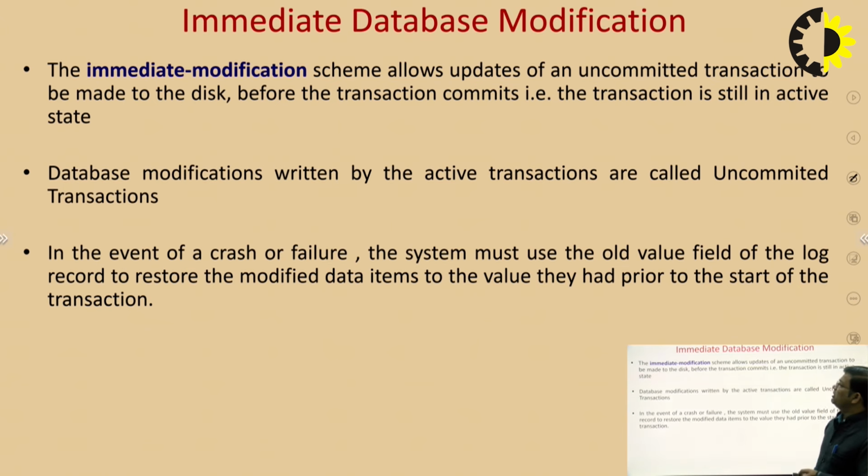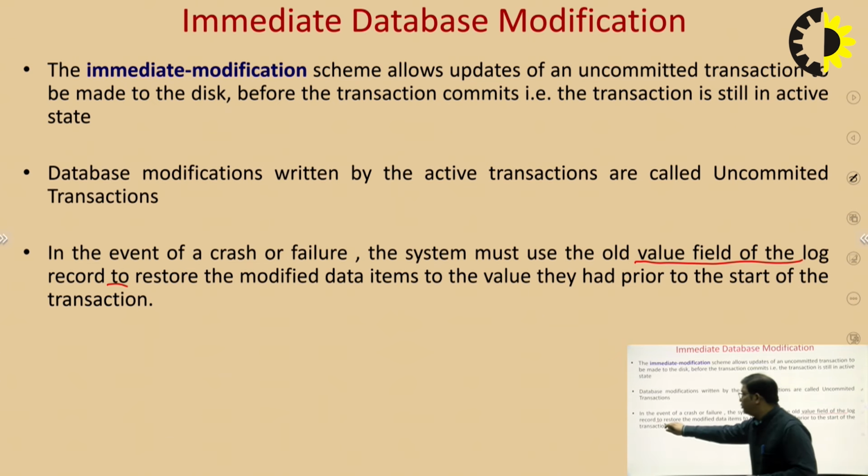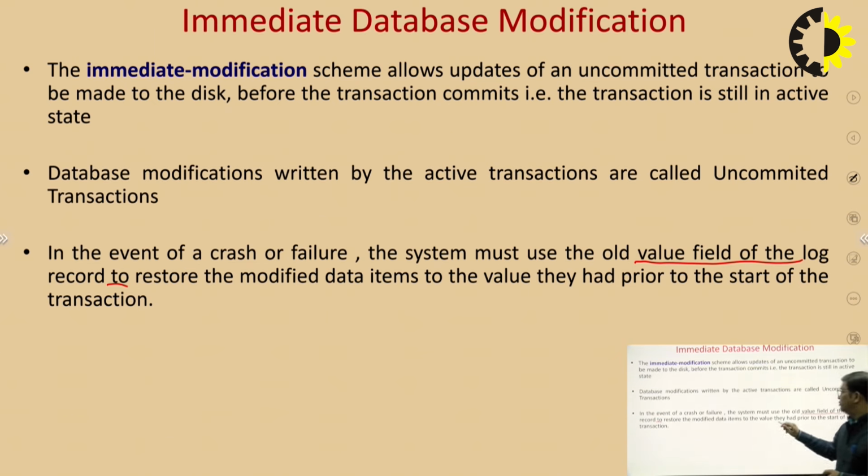Now comes immediate database modification. This scheme allows updates of an uncommitted transaction to be made to the disk before the transaction commits, that is, while the transaction is still in the active state. Database modifications written by an active transaction are called uncommitted modifications, and in the event of a crash or failure, the system must use the old value field of the log record to restore the modified data items to the values they had prior to the start of the transaction.